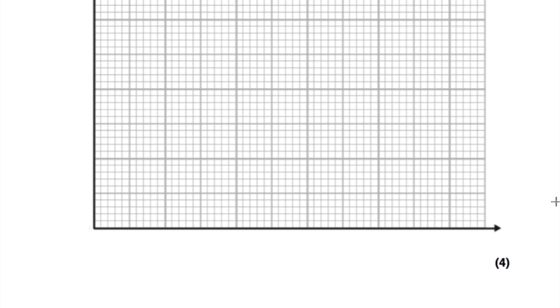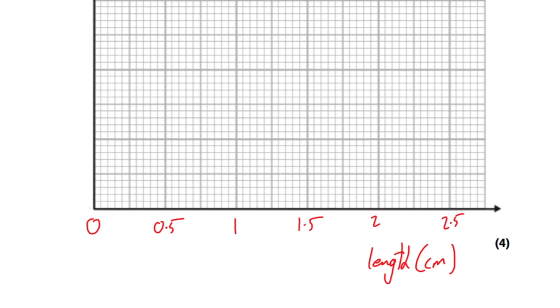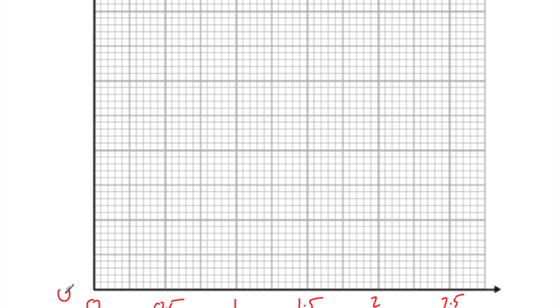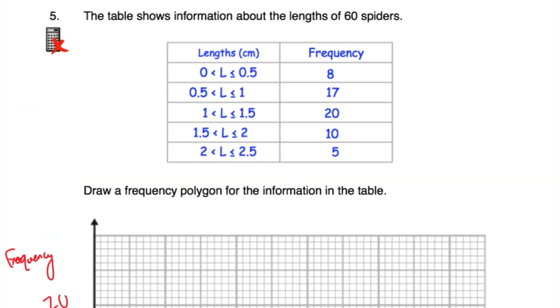So let's label those. So in terms of our lengths, we want to go up to 2.5 centimeters. So let's do 0. Let's try 0.5, and then 1, and 1.5, and 2, and 2.5. Fantastic. And vertically, we want to go up to 20. So let's go 0, and then let's do 5, 10, 15, 20. And then that's our vertical and our horizontal axes labeled. So we've got our frequencies vertically and our length horizontally.